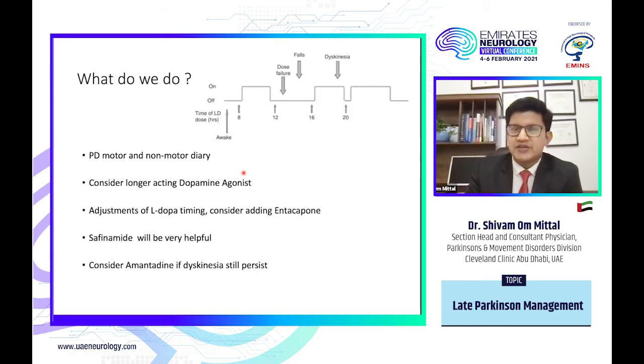What I usually ask my patients is to make a diary of the symptoms, and they can time it, and we know when the medicine is working or when the medicine is not working. You can see clearly that the patient took his medication at 8 a.m., 12 p.m., 4 p.m., and 8 p.m. At 12 p.m., there is no effect of the medicine because there's a dose failure. The dose failure is likely because he had lunch at noon, and that affected the absorption, and he's having more falls during this time. In the evening, he is having too much medication and he's having dyskinesia. So that is something to look into.